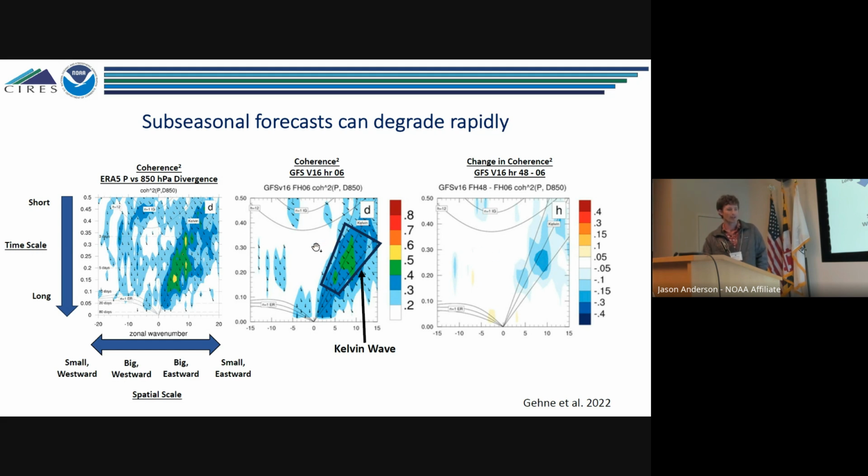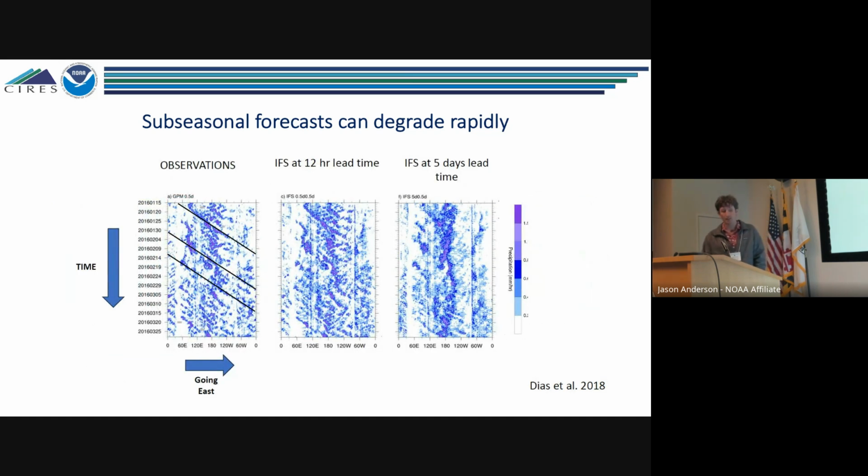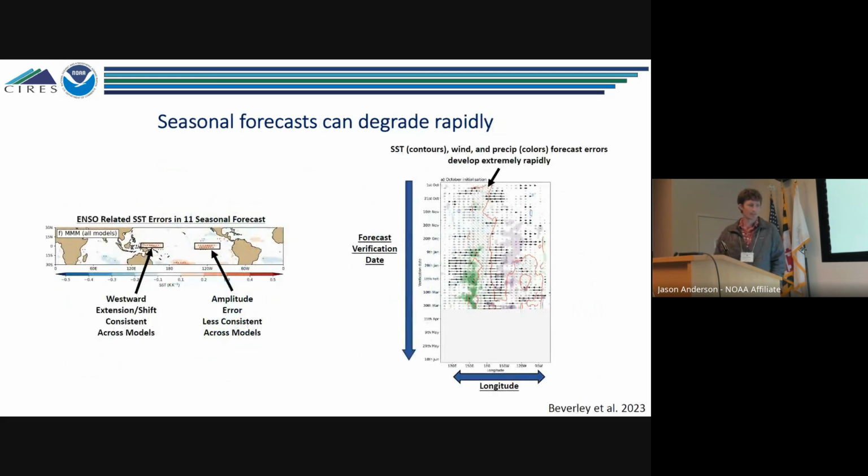So what you can see is that at forecast hour 6, this coupling between convection and large-scale circulation is pretty well represented, but most of this is lost within the first 48 hours of the forecast. This is something you can see if you just look at Hovmöllers of precipitation. In observations, you've got these nice eastward propagating precipitation bands associated with Kelvin waves, which are pretty well represented at these 12-hour lead times. But if you go out to 5 days, you see a lot of that eastward propagating variability has been lost. Our seasonal forecasts can also degrade rapidly.